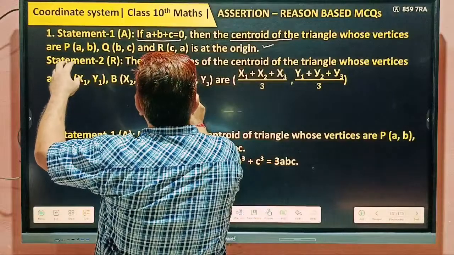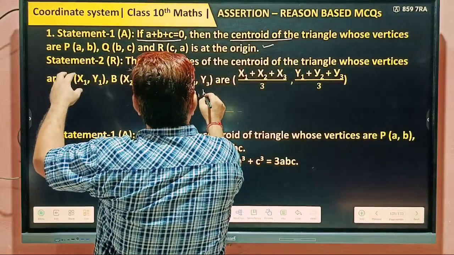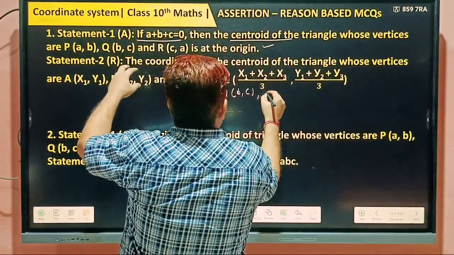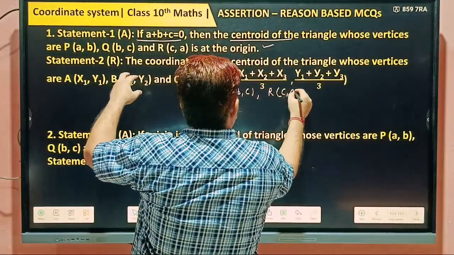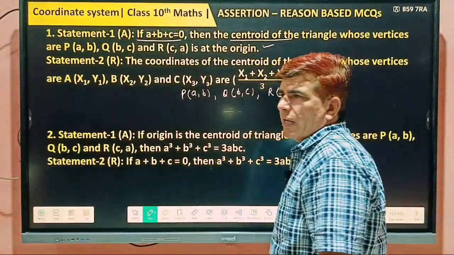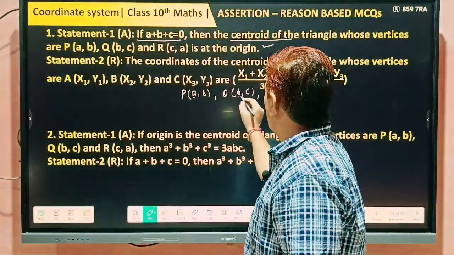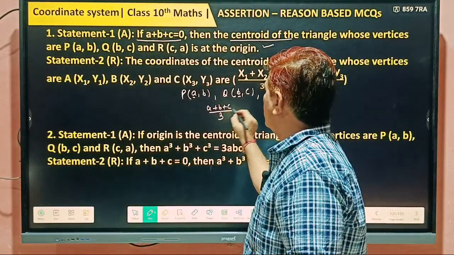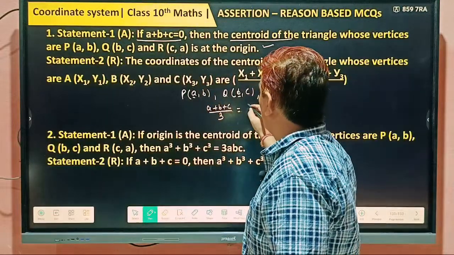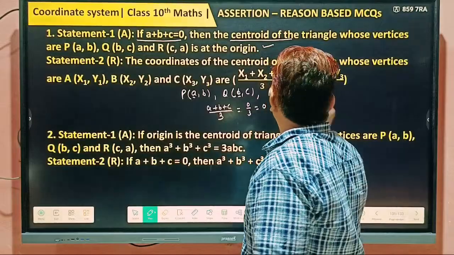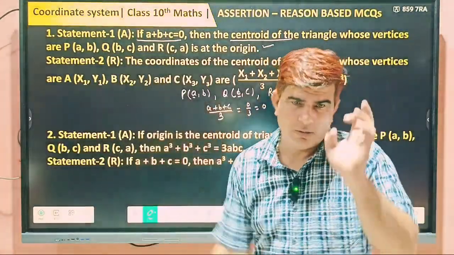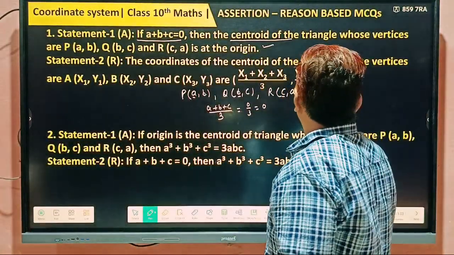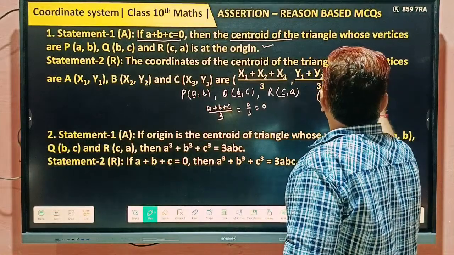P is given, whose coordinates are A and B. Q whose coordinates are B and C, and R whose coordinates are C and A. So if we find the centroid of it, this plus this plus this, so A plus B plus C by 3. But what's given? A plus B plus C equal to 0, so 0 by 3. It means 0. So the X coordinate of the centroid is 0. Then taking B plus C plus A again by 3.